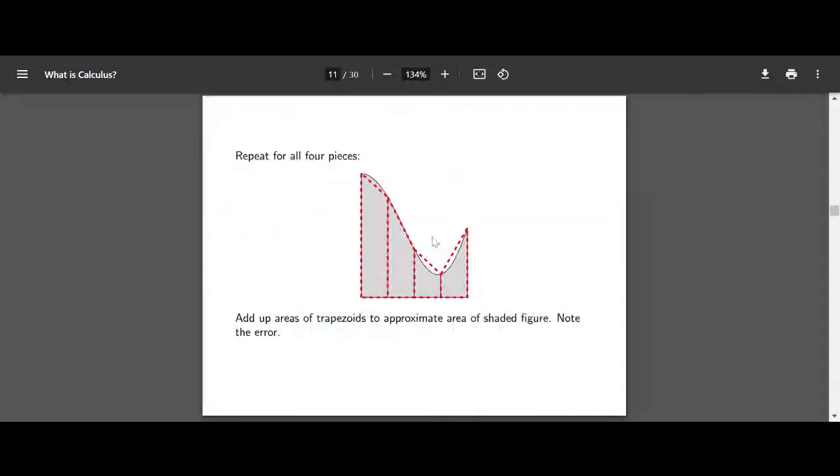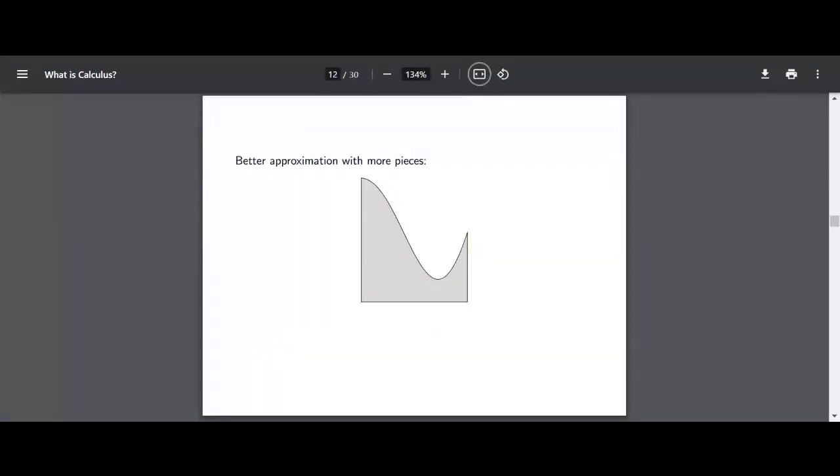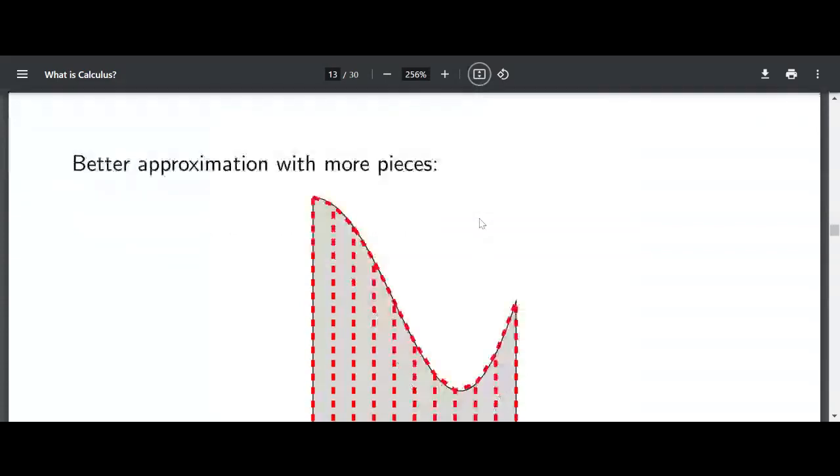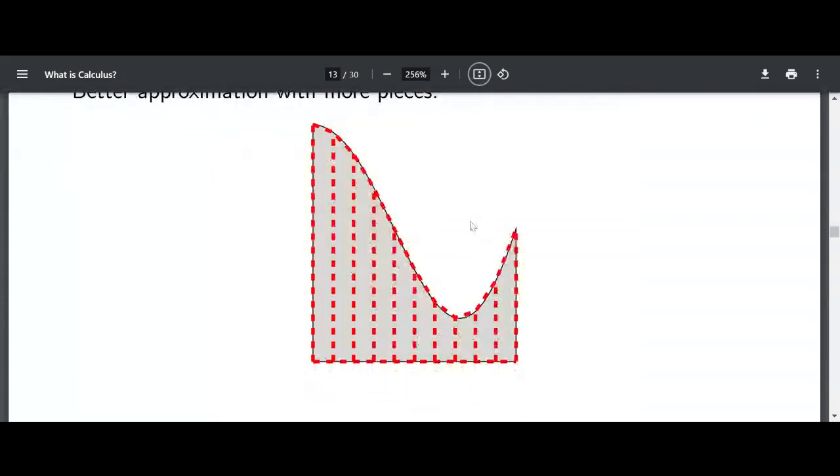Whoa, okay, that's not, okay. All right, so there's definitely some error when we do this process. So to get a better approximation, if you use more pieces, then you're going to get a better approximation. I guess let me zoom in some more again. Okay, yeah, so that's kind of where I'm going to be going with this.